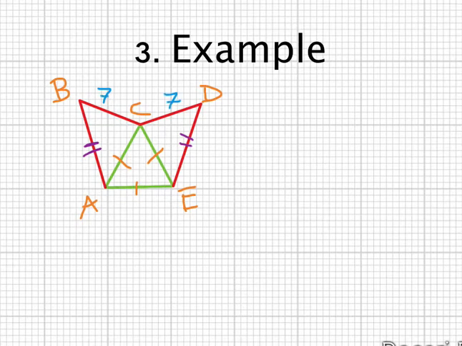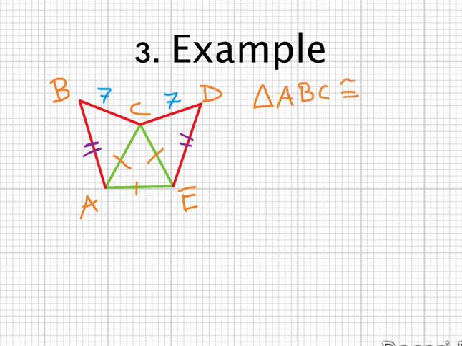Now you're telling me, well, it's obvious that they're congruent, right? They all have the same sides congruent. But the question is, what am I asking? I'm asking which triangles are congruent? I'm going to say triangle ABC.